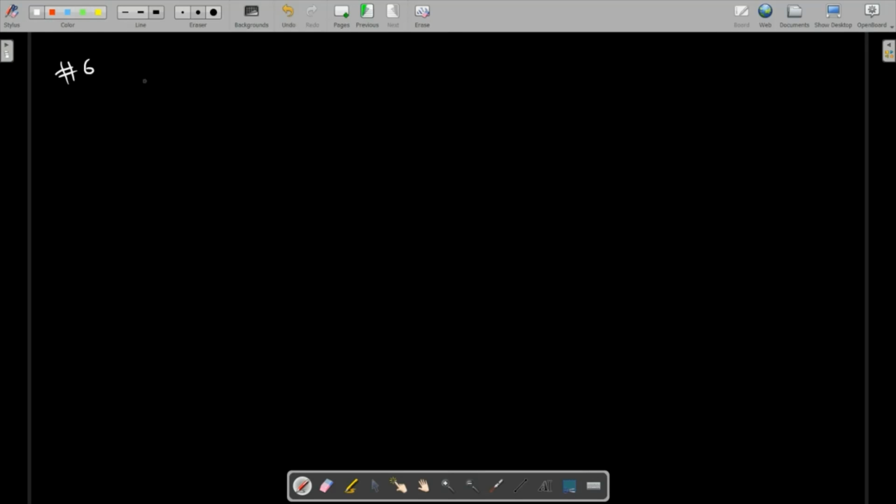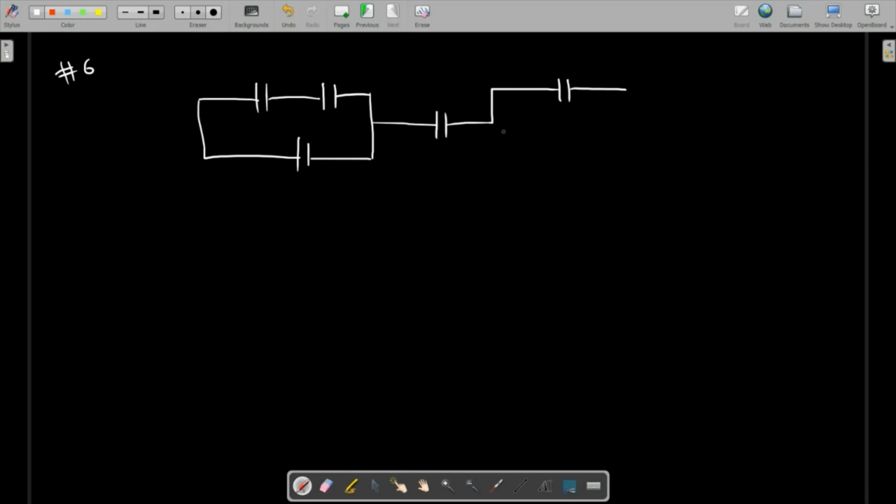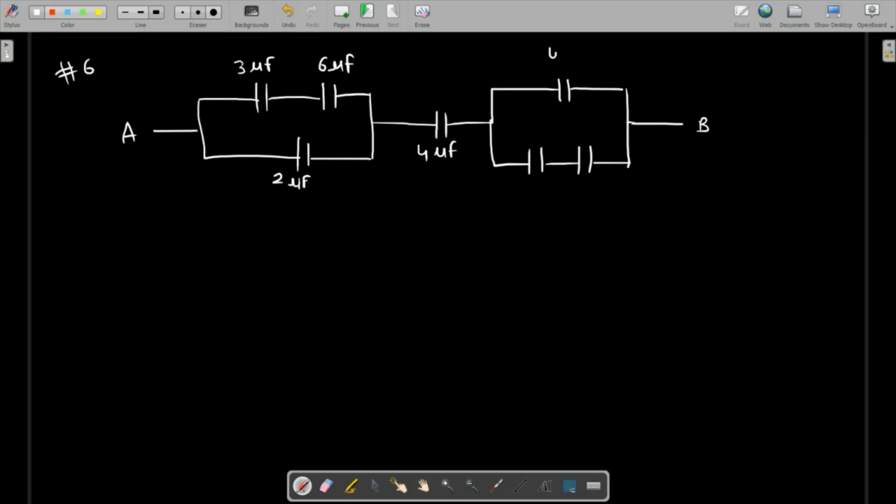And the last one is another combination wherein we have these two capacitances in this form. In parallel, we have another one. We have one over here, then we have one over here, and then we have two capacitances over here, which is between A and B. So we have the values as 3 microfarad, 6 microfarad, 2 microfarad, 4 microfarad, let's call it 2 microfarad, 3 microfarad, and 6 microfarad.